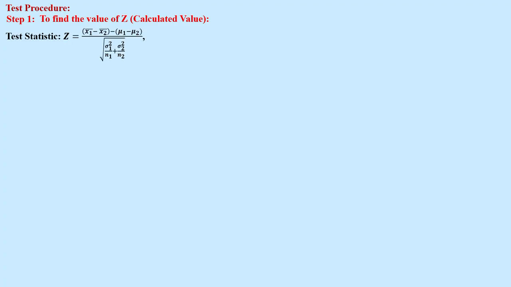Test procedure, step 1, find the value of z, that is the calculated value. Test statistic z is equal to, so both are known, right? x1 bar minus x2 bar minus (mu1 minus mu2) divided by root of sigma 1 square by n1 plus sigma 2 square by n2. So here we know sigma 1 and sigma 2, the population standard deviations, right? And n1 and n2 are the sample sizes, right?